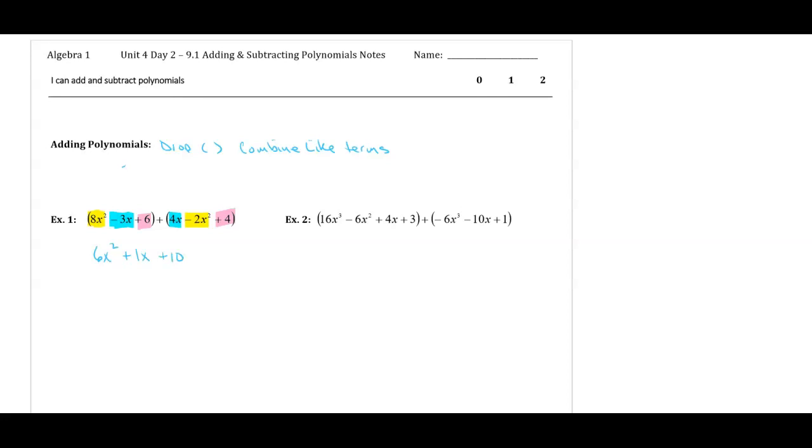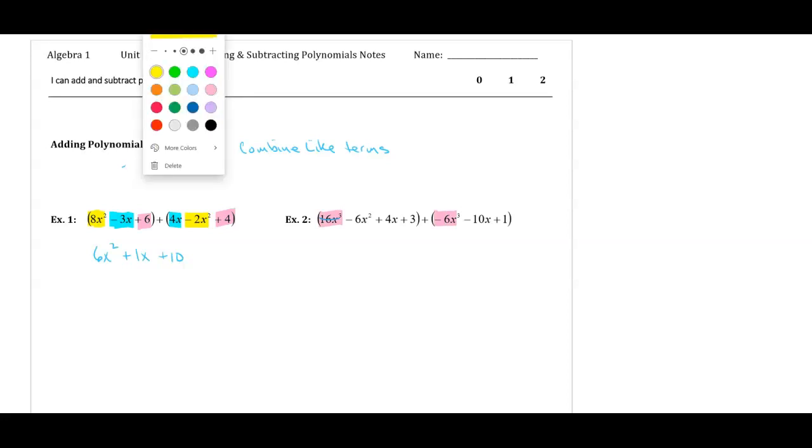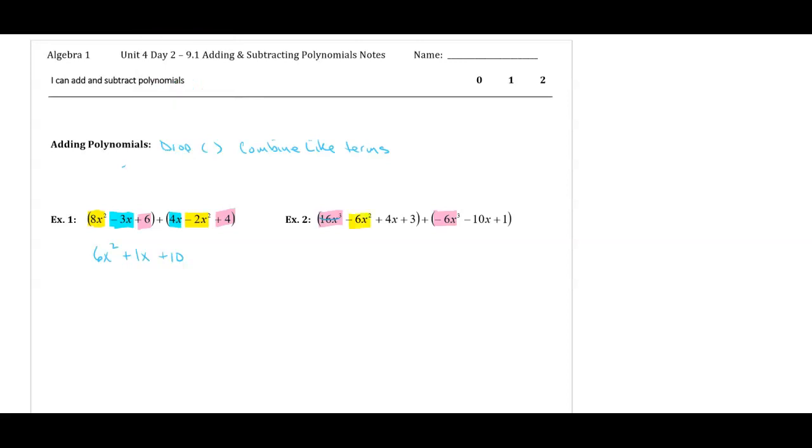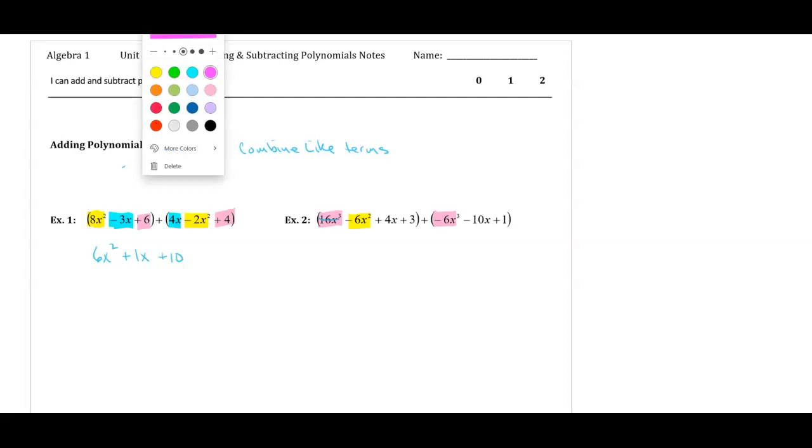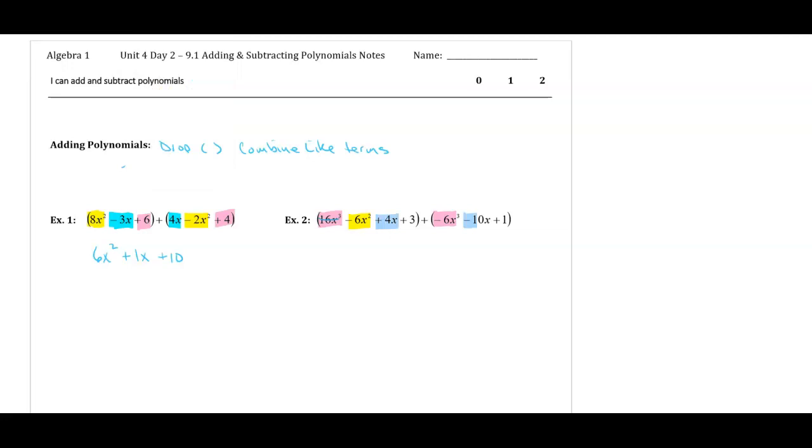Okay, now the next one, if I look again, I have x to the third here, okay? So the x to the third goes with the x to the third. The x squared, right? Are there any other x squareds? No, so I move on. Okay, so then I'll go to the x terms. 4x goes with negative 10x. And then finally, I have my constants, 3 and 1. Now I can go ahead and combine them.